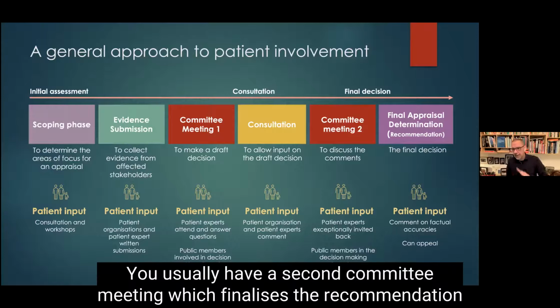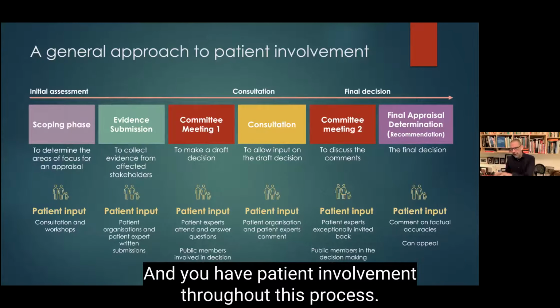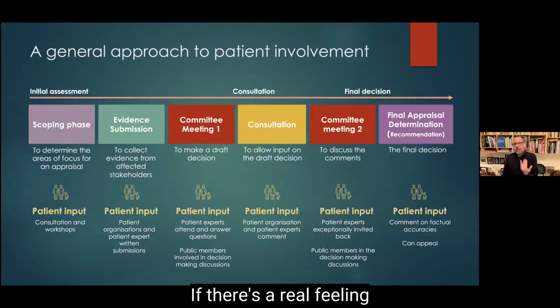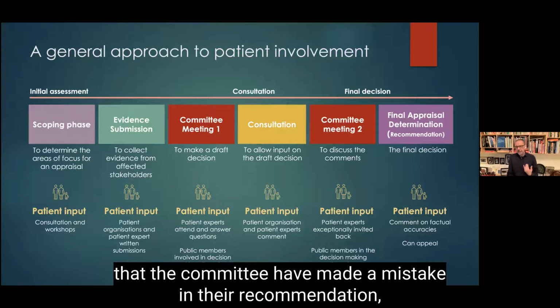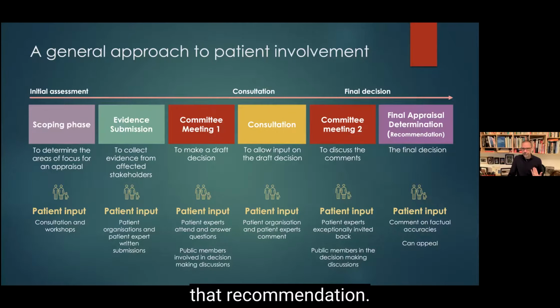You usually have a second committee meeting, which finalizes the recommendation, and then that's published. And you have patient involvement throughout this process. And if there's a real feeling that the committee have made a mistake in their recommendation, most systems allow you to appeal that recommendation.